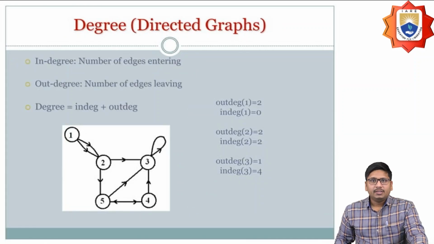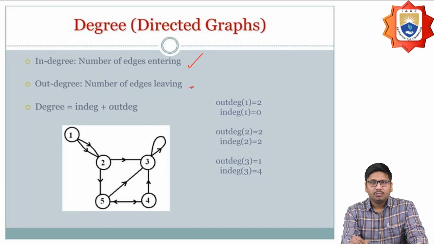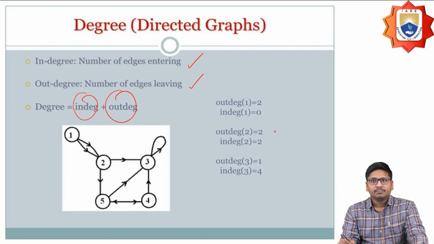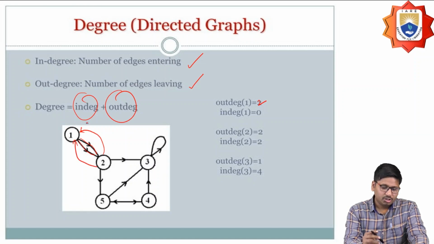How are we going to calculate the degree in the case of a directed graph? In degree means the number of edges that are incident on the vertex, and out degree means the number of edges leaving from the vertex, and total degree is calculated as in degree plus out degree. So for 1, what is the in degree of 1? Two edges are leaving from 1, so the out degree is 2, and in degree means no edge is coming into 1, so it should be 0.